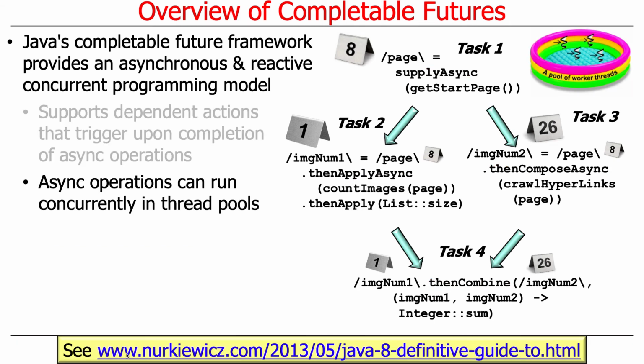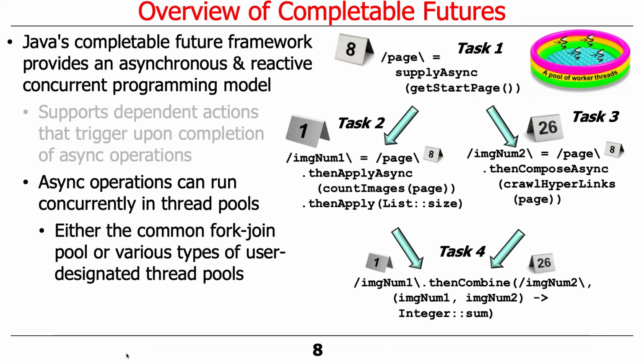Something else that's very cool is you can have these operations run in parallel or concurrently in thread pools, and you can either use the common fork join pool, you can use a dedicated pool, or you can have other user-designated pools or other pools that come off the shelf, like a fixed size thread pool or cached thread pool, whatever. You can decide what kind of thread pool you want. And that's in contrast, of course, to the parallel streams framework that shoehorns you into the common fork join pool. This gives you more flexibility.